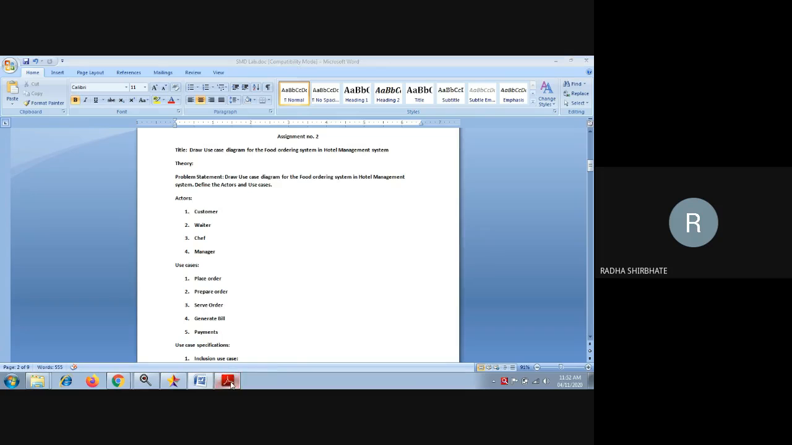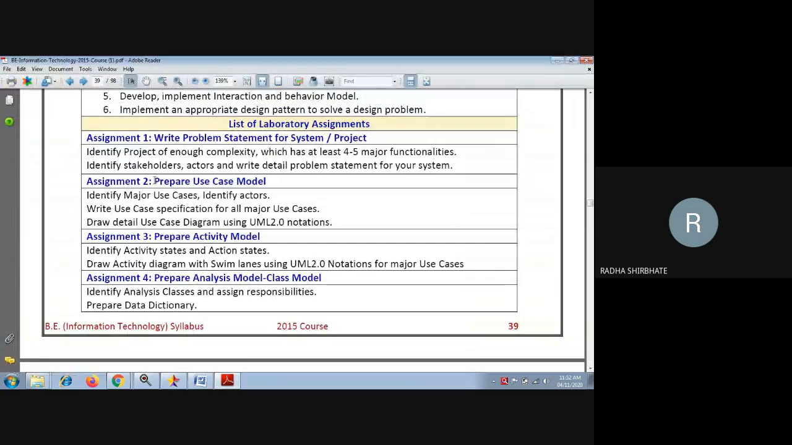Now, assignment number 2 is basically about preparing a use case model. That means we have to define or draw the use case diagram for the system. So what we have to do is identify the major use cases, identify the actors and write down the use case specification for any project. In the last lecture, we also started with a restaurant management system, or you can say a food ordering system. For the same project, we are going to prepare the use case diagram today.